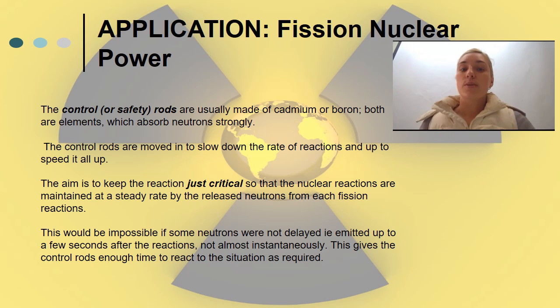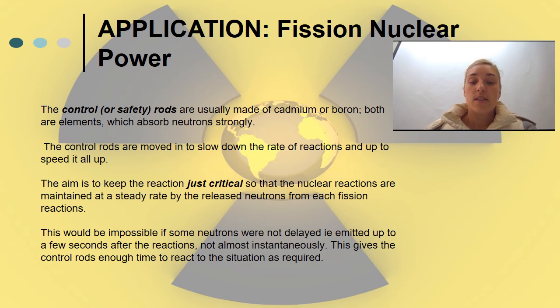These control rods, sometimes called safety rods, are made out of cadmium or boron, and both are elements which really strongly absorb neutrons. So the control rods are moved down into the core to slow down the rate of reactions, because they will absorb the free neutrons, and if the free neutrons are absorbed, there are no neutrons to go on and continue the chain reaction. So the aim is to keep the reaction just critical, so that the nuclear reactions are maintained at a steady rate by the released neutrons from each of the fission reactions.